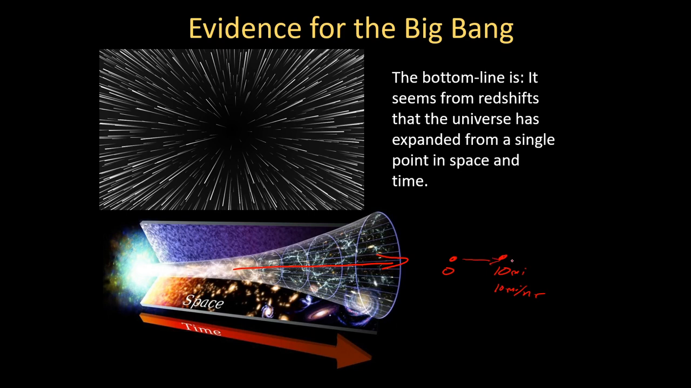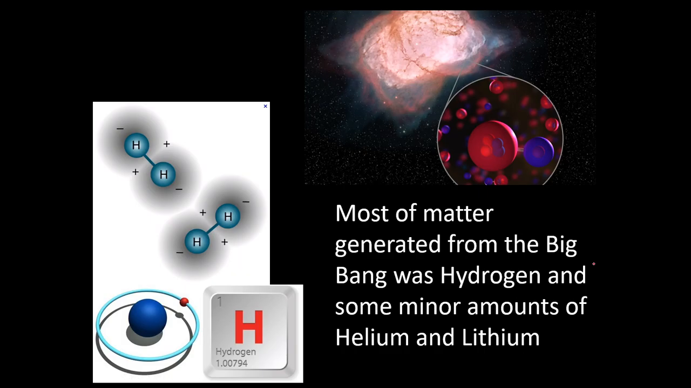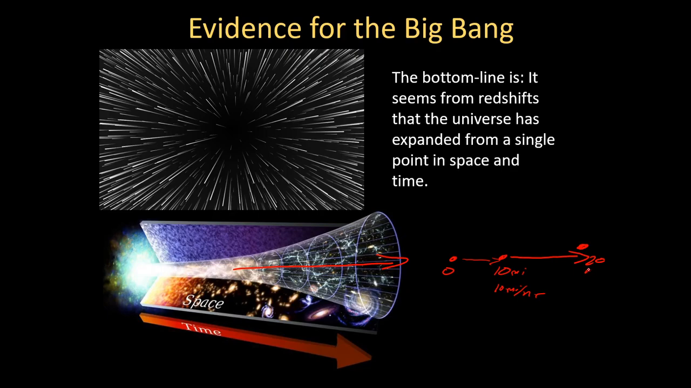Okay? And then there's another star over here and it's 20 miles away. And it's moving faster. It's going 20 miles per hour. You would realize that if we extrapolate back in time, 1 hour ago we would have been at the same point. We would originate at the same point.